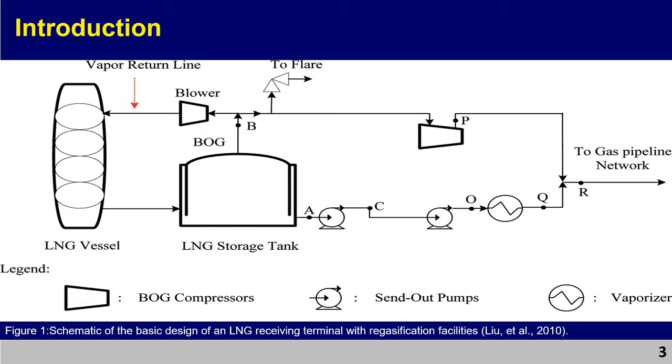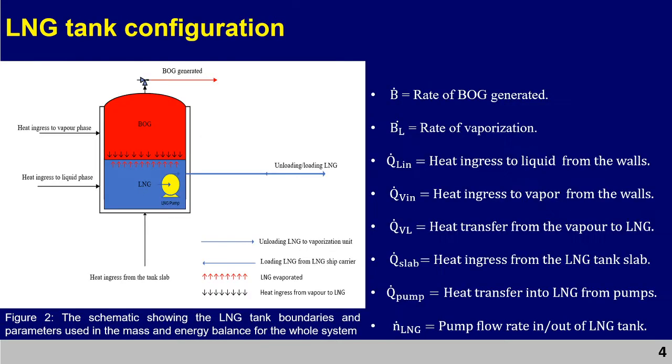And you have the pressure in the tanks. The first pump increases the pressure in the tank from atmospheric to 10 bar, and the second pump increases the pressure from 10 bar to 73 to 75 bar before it's injected into the gas grid.